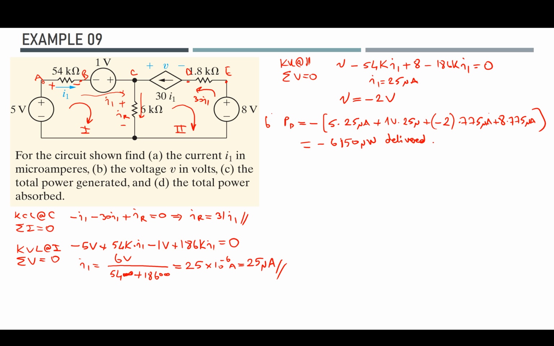This is for the solution of C. So this is part B and this is part A. And for D, we need to calculate the total power absorbed. So we look at the components that consume the power, which are the resistors.